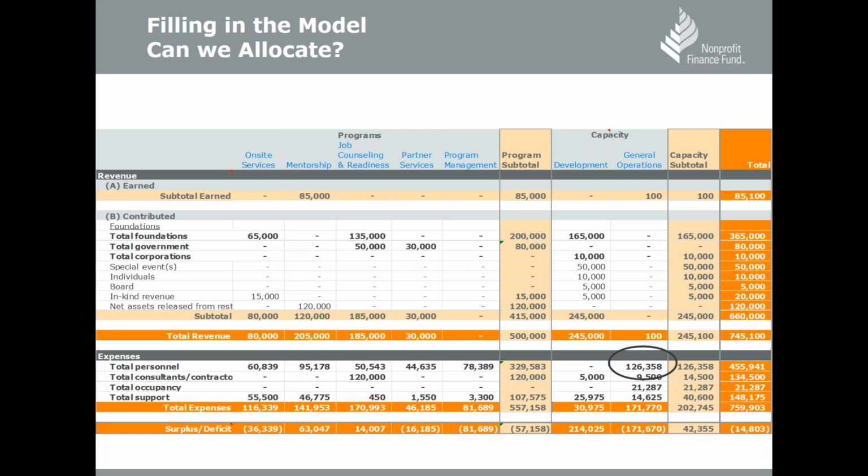We could split her between development and general operations, but again, we want to get a clear understanding of the economics. And if the business model of the organization changed where they were far less reliant on development activities, would we reduce her salary? No. So in general operations, she goes.